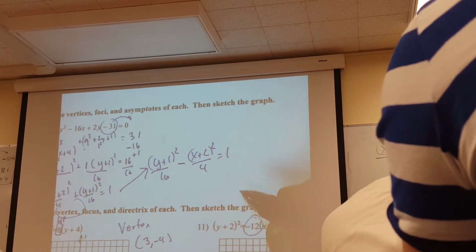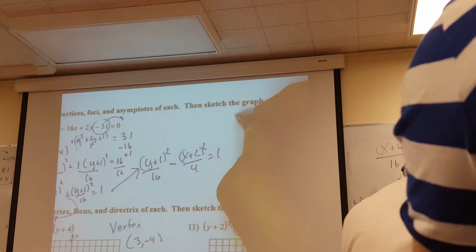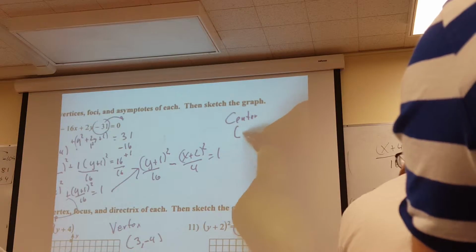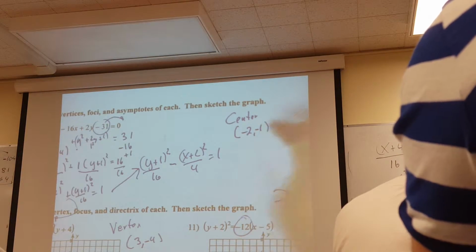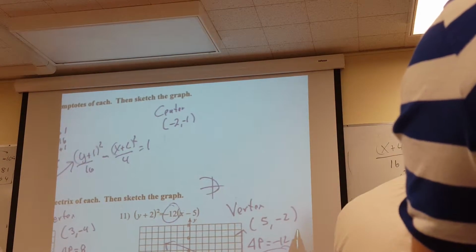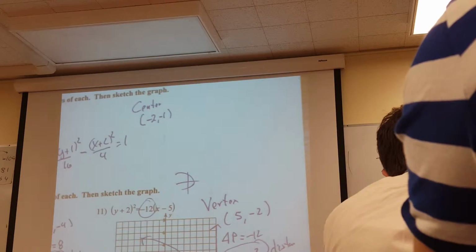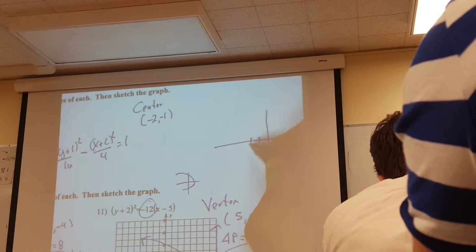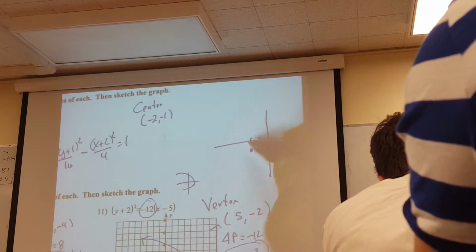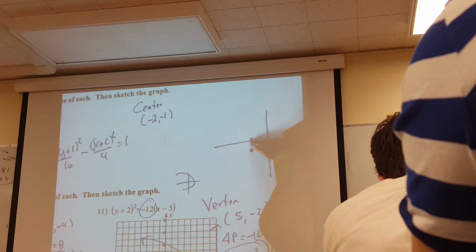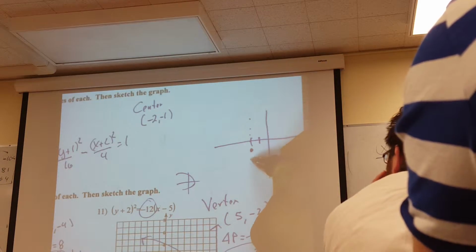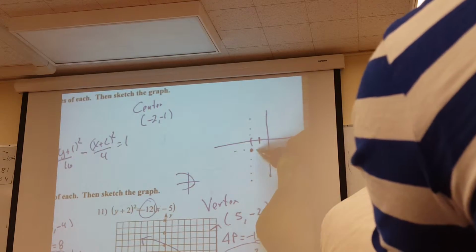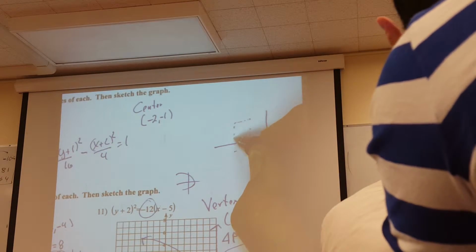Now, do you know where the center of this would be? Negative 2, negative 1. Okay? So we're going to come over here and draw the graph at negative 2, negative 1. Then we're going to go up 4 and down 4. And then we're going to go 2 in x and 2. We draw a rectangle.